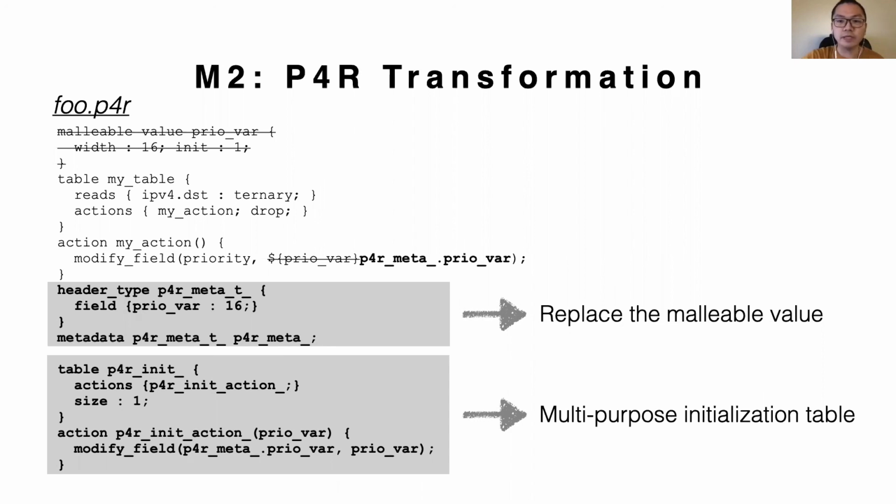Configuring this way means that by changing a single table entry, specifically of the P4R init table, Mantis can reconfigure all uses of a malleable value in the entire pipeline. This is just a simple example. Transformation of other malleable entities requires further steps, with more details in the paper.